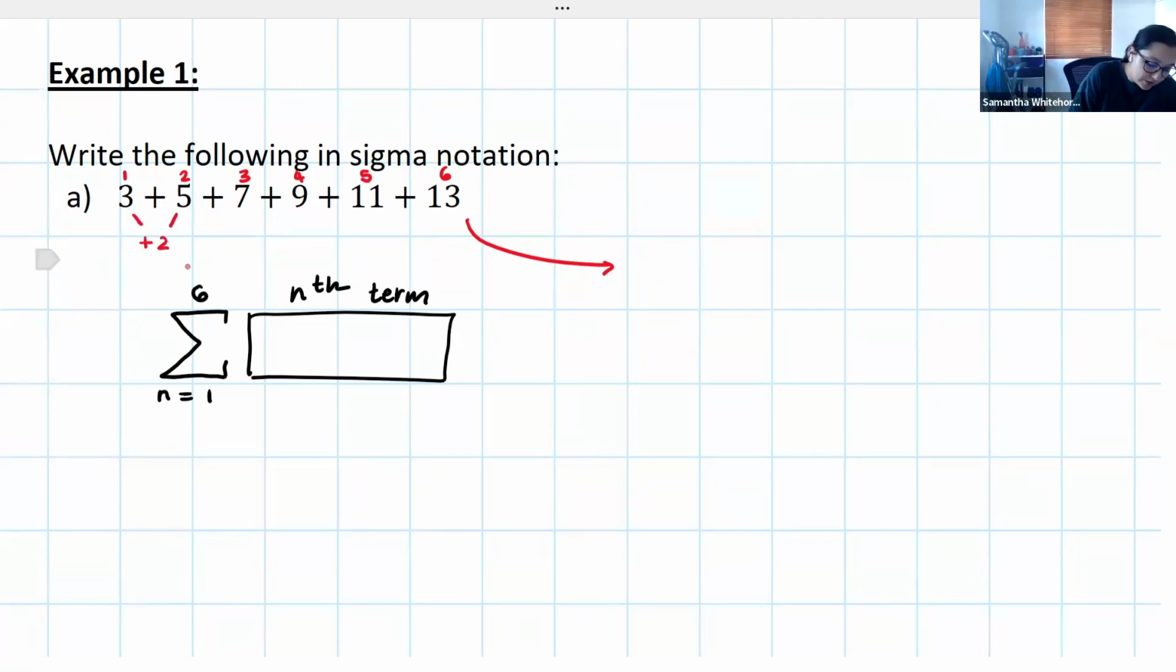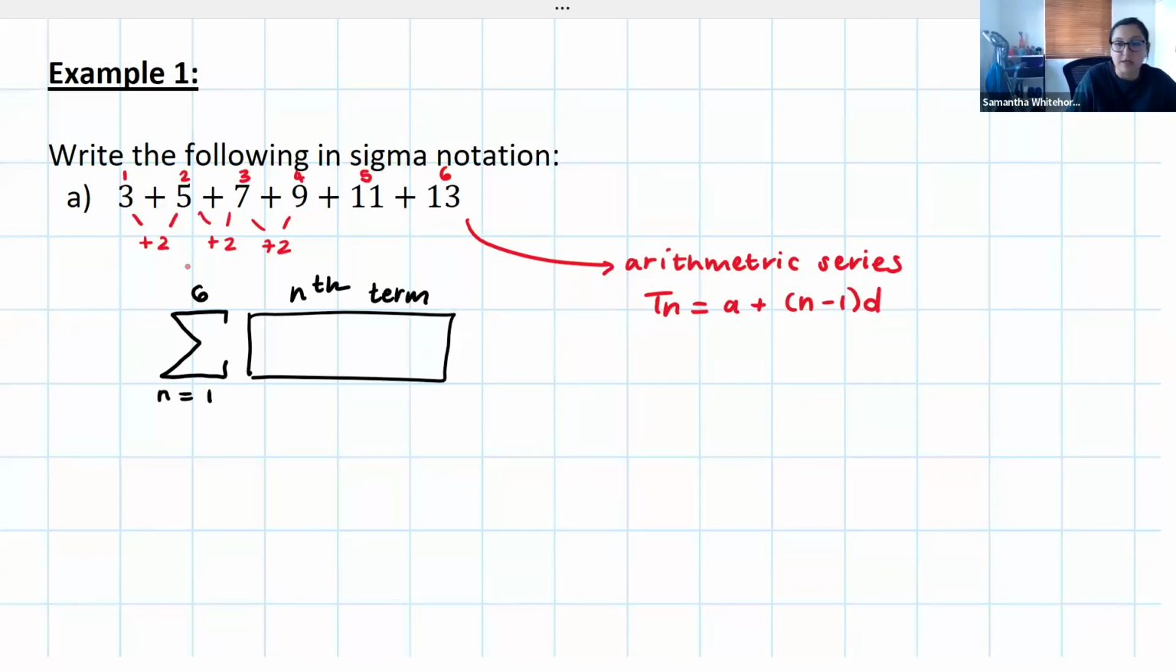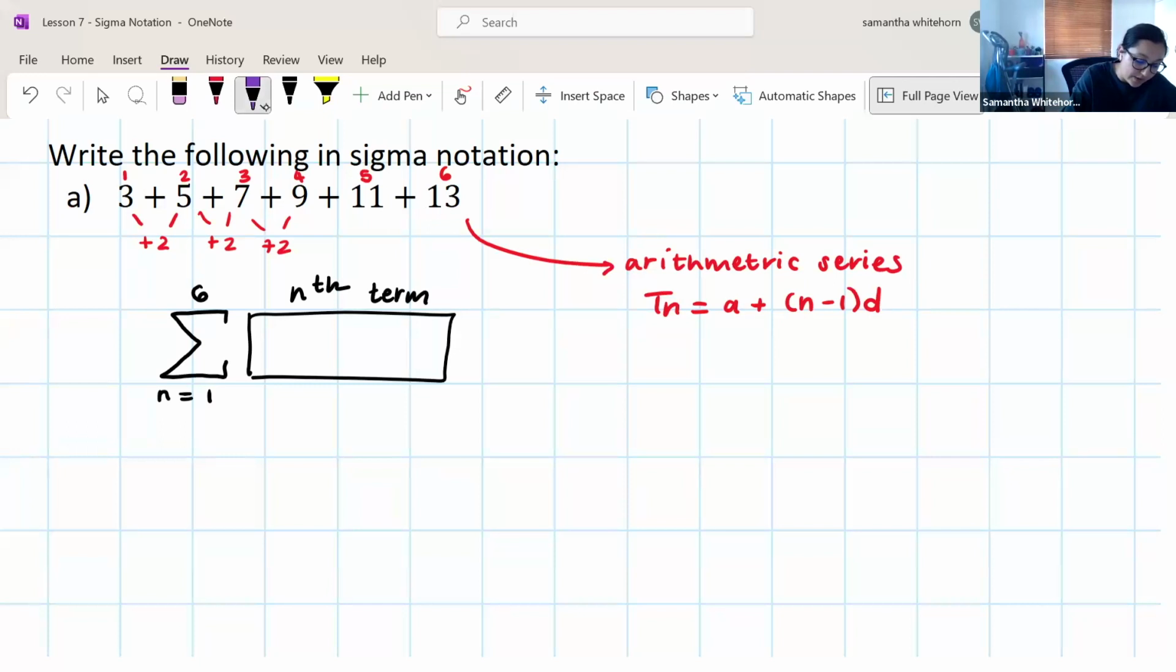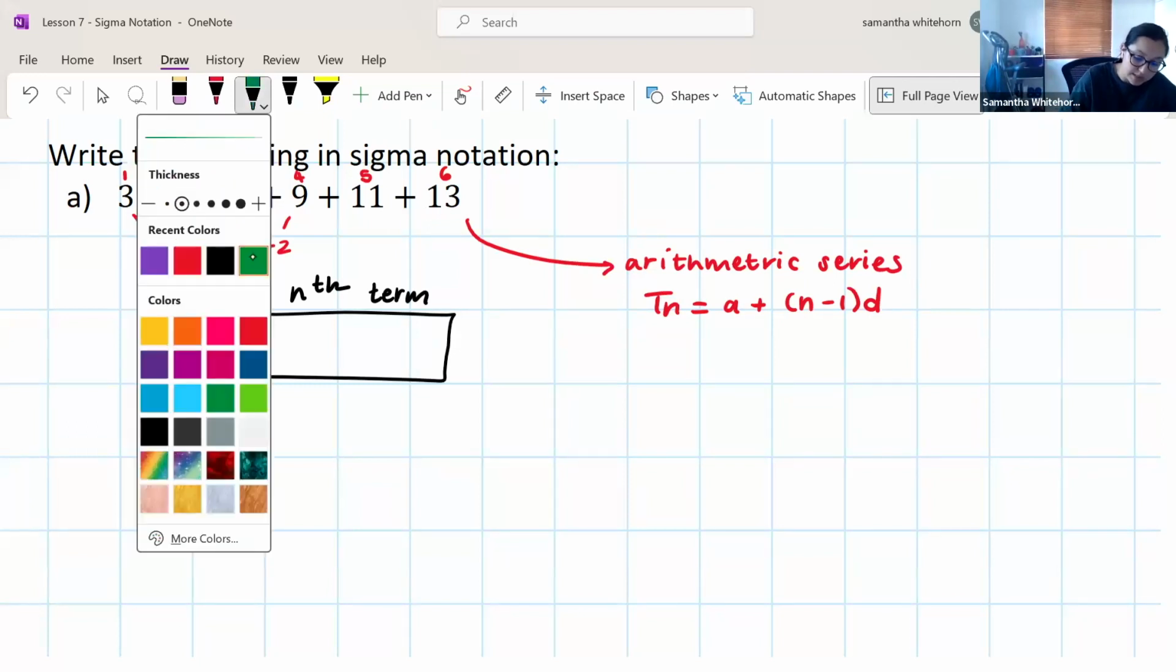I'm adding 2 to 3 to get 5. I'm adding 2 to 5 to get 7, 2 to 7 to get 9. And so what I see is that I have this constant first difference. And so that therefore means I'm working with an arithmetic series. That therefore means that Tn is equal to a plus (n minus 1) d. So because I know my formulas and because you have the formula sheet, you know exactly what it is you're working with. And now we can go and work out what Tn is.